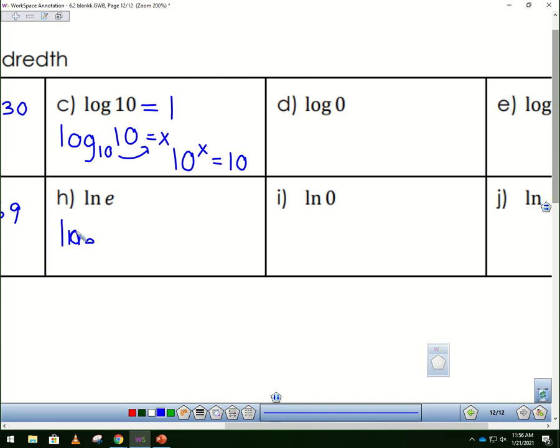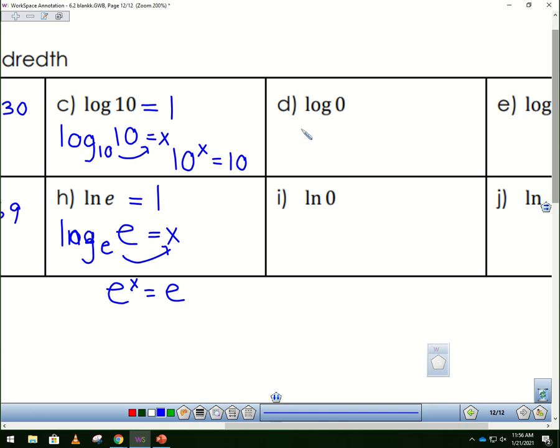And what do you think this one's going to be? So ln is log of base e. Log base e of e is equal to x. So e to the x is equal to e. What must x be? 1.